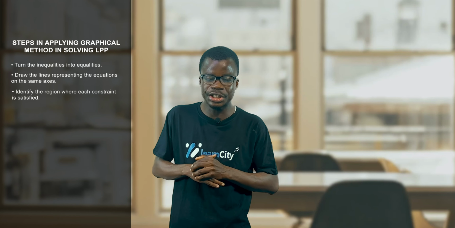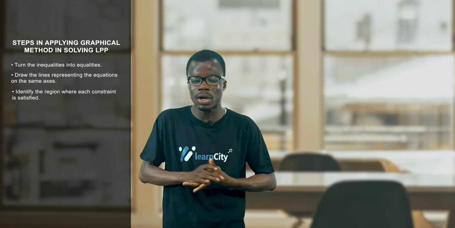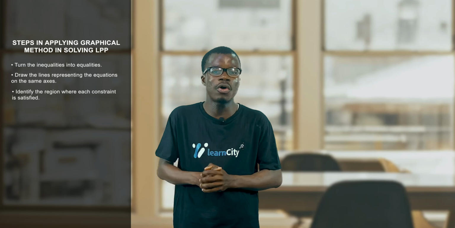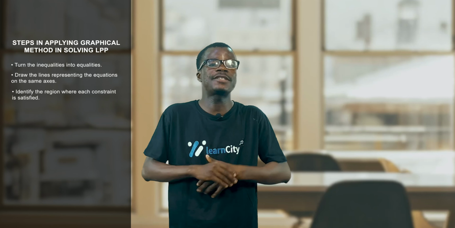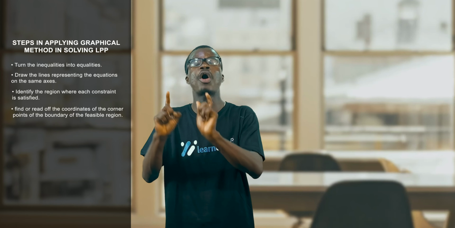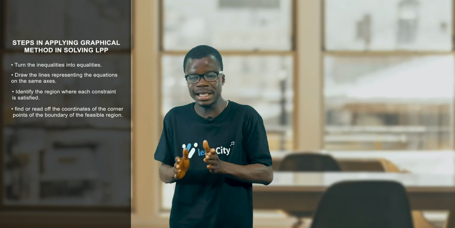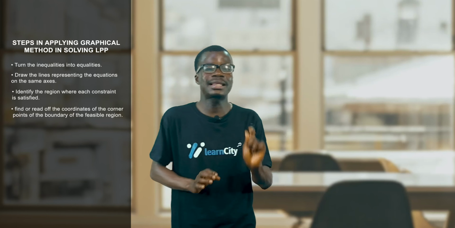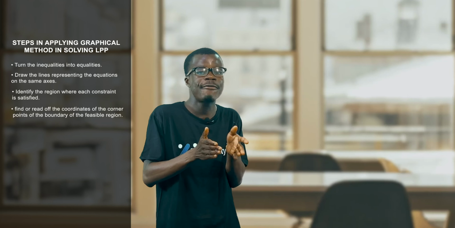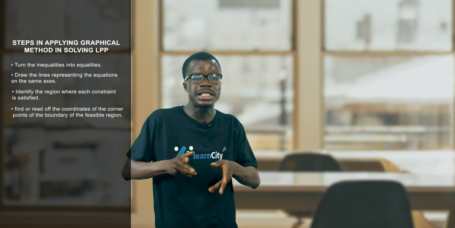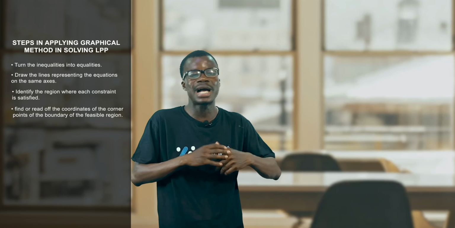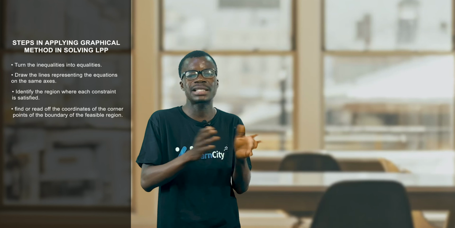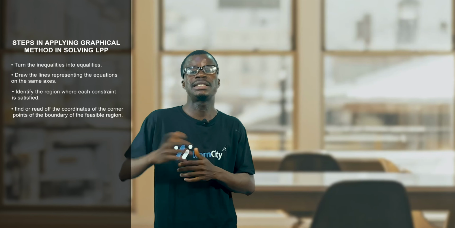After identifying this region, then identify the region where all the constraints are simultaneously satisfied. That's what I mentioned earlier on. This is called the feasible region. After identifying this feasible region, find or read off the coordinates. That is, trace their coordinates both to the y-axis and the x-axis, then take out each value. For example, if we have point A, point B, point C, point D. Point A, we have its own x and y coordinate values. B, we have its own x and y coordinate values. The same for C, the same for D.